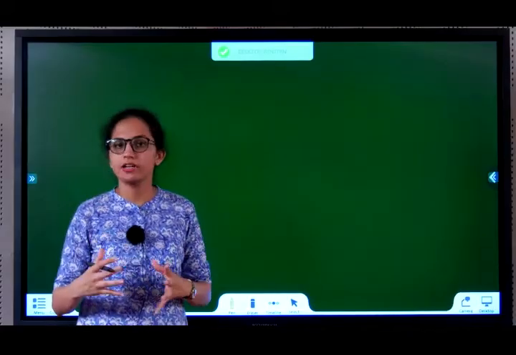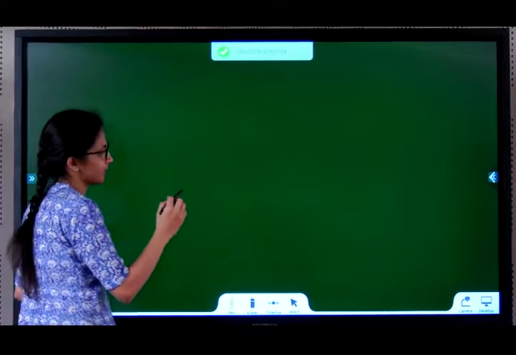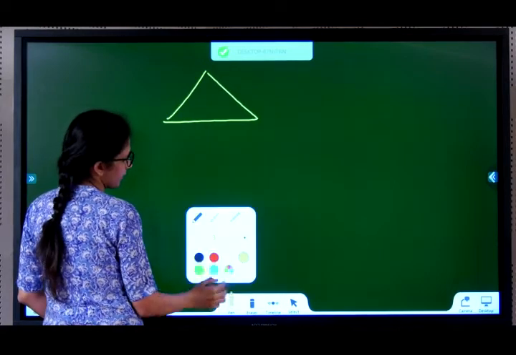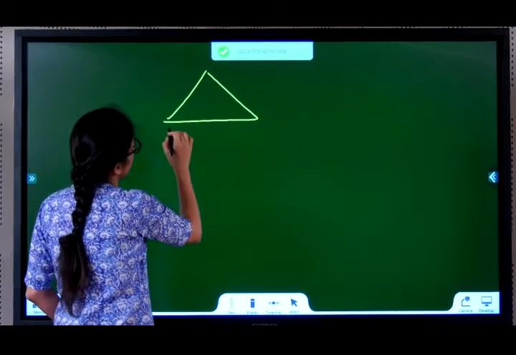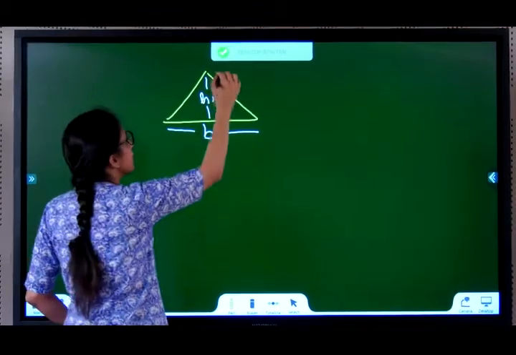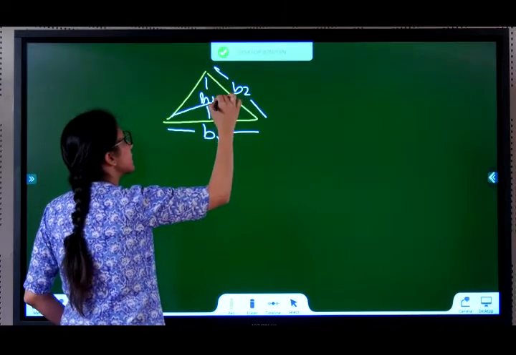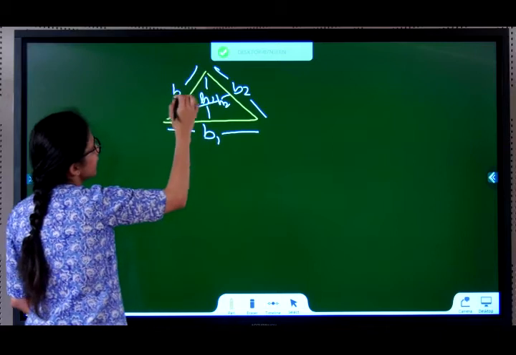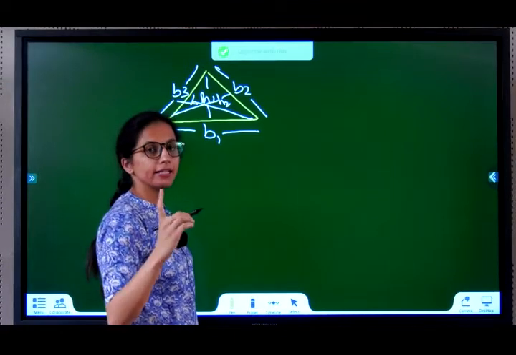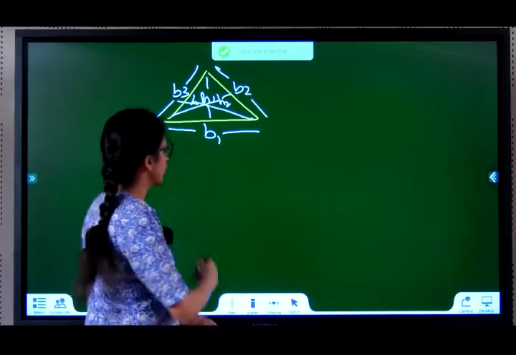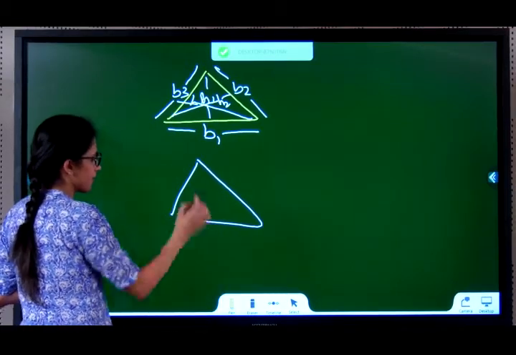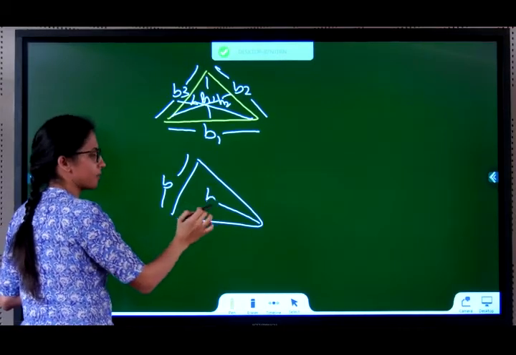So before we go into our first theorem, let's just revise a few basics about area of triangle. If this is my triangle, area of triangle is half into base into height. If I take this as my base, then height is this one. If this is the base, then opposite vertex you have to drop the height. So your base and height correspondingly keep changing, right? Depending on who the base is, you have to decide the height.